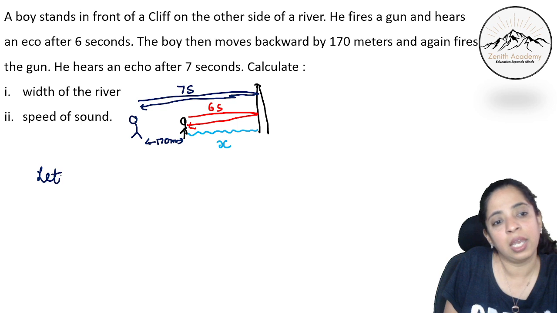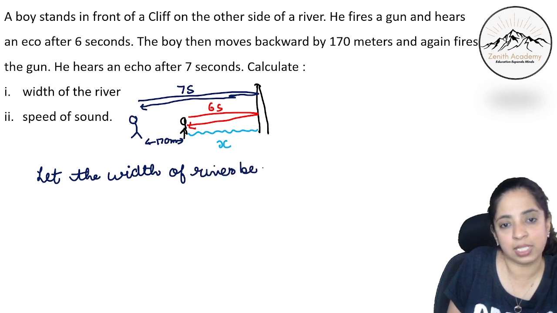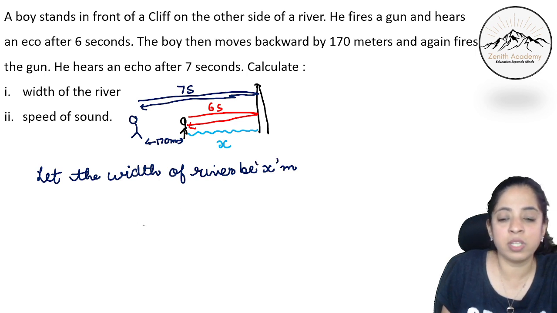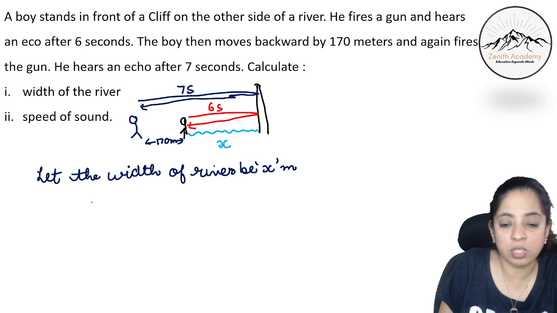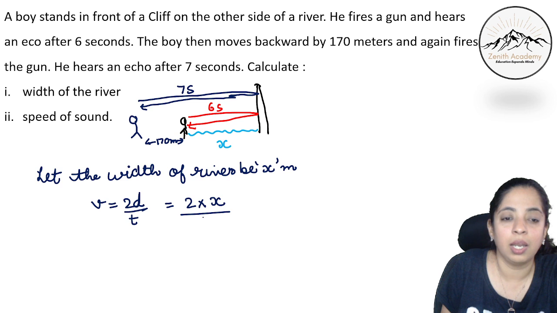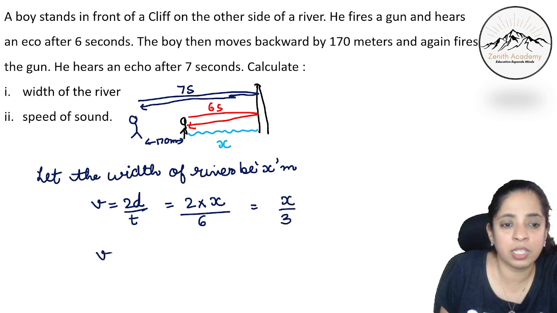So we will write, let the width of the river be x meters. Now when the boy stands on the bank of the river, velocity is 2d by t. Same formula we will use. So it will be 2 into d, where distance is x, upon time is 6. So this is x by 3. Velocity is x by 3. Have you understood? This is our first equation.